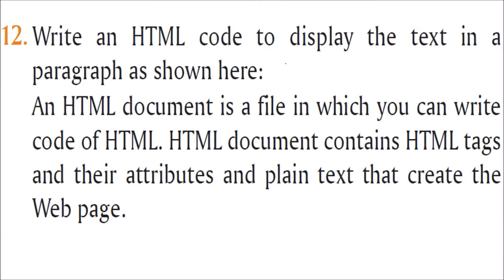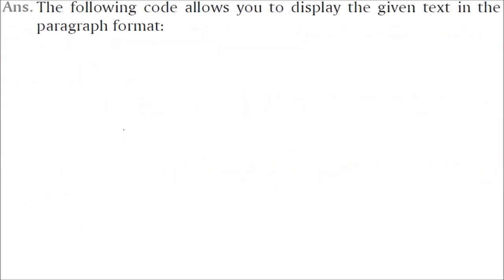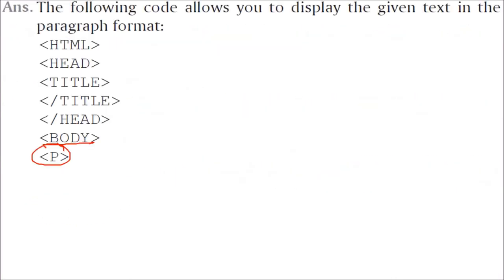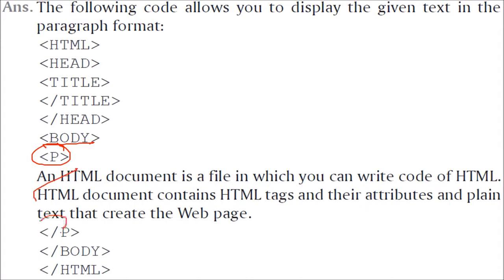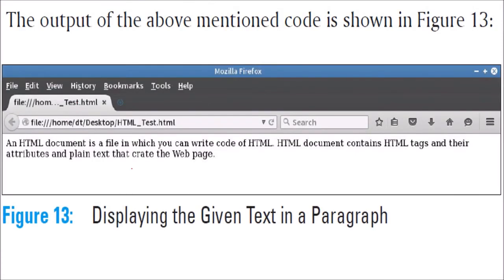Write an HTML code to display the text in a paragraph as shown here. In the body, you just have to do this P and end it with P. All the content goes inside this. So the code would be something like this. In the body tag, start with P, write the content, and end with P. The content will be shown in the form of P. It will give paragraph formatting to whatever is inside. The output will be something like this, in the form of a proper paragraph.